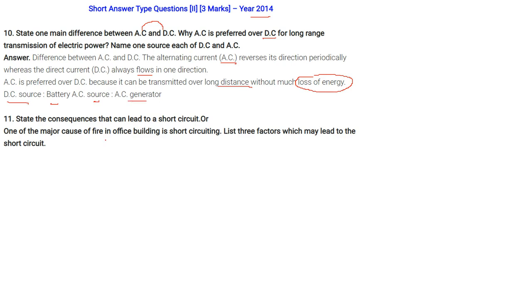State the consequence or consequences that can lead to a short circuit. Or you can also have one more question. This came in OR. One of the major causes of fire in office buildings is short circuiting. List 3 factors which will lead to the short circuit.